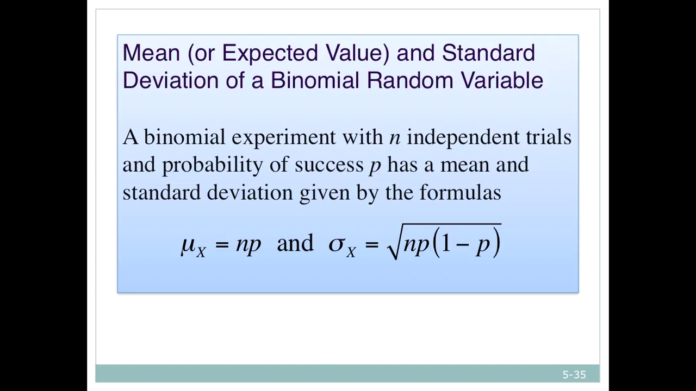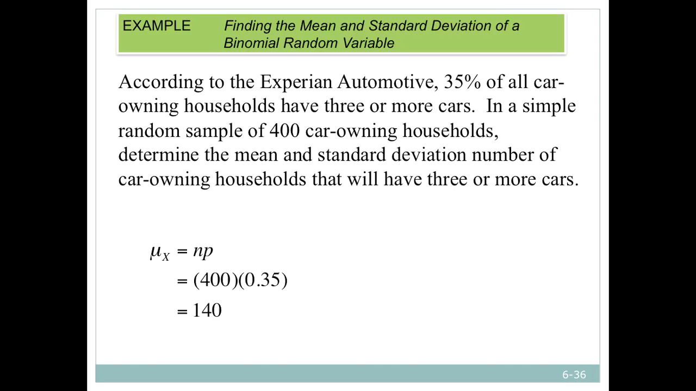If we take a look back at our formulas here, the mean is found by just taking n, which is our number of trials, and multiplying it by p, which is our probability of success, in this case having 3 or more cars. So we're going to take our 400 trials, multiply by our 0.35, and we get 140. What that really means is that out of our 400 households that we sample, we would expect 140 of them to have 3 or more cars.